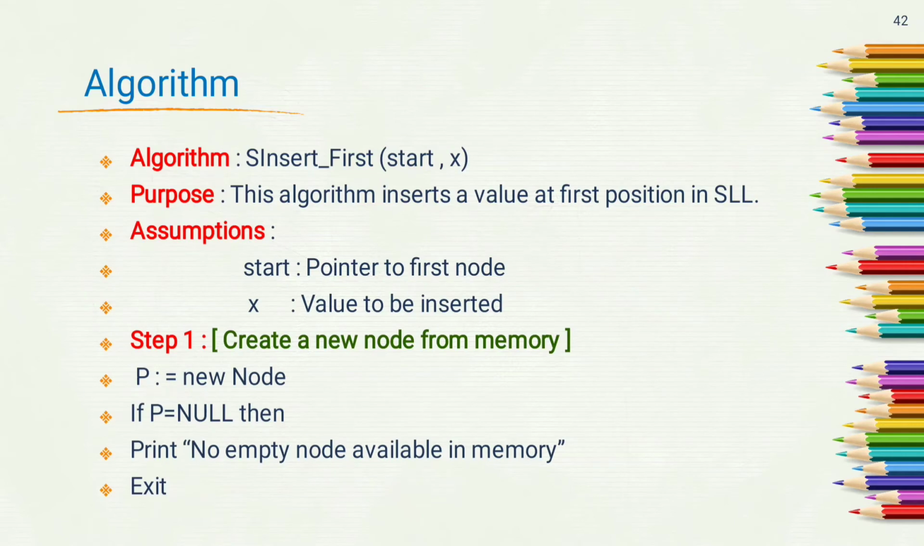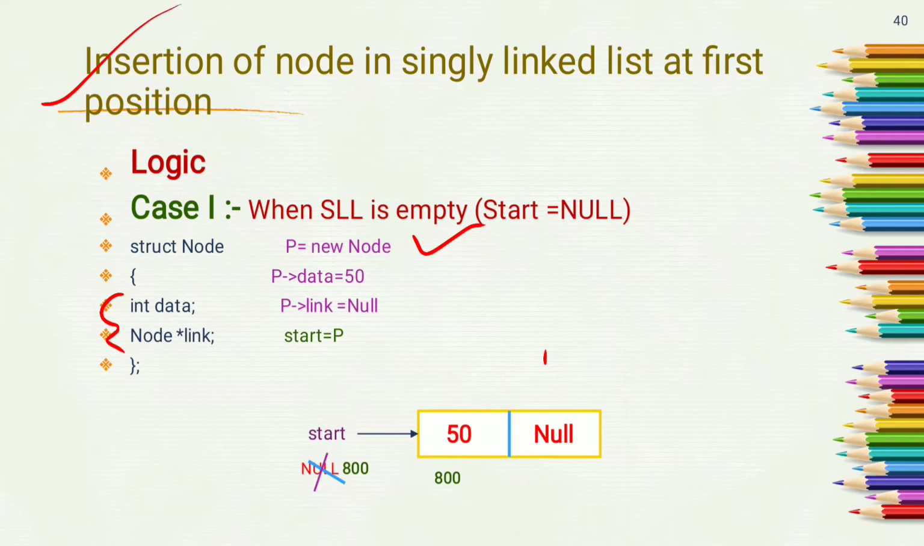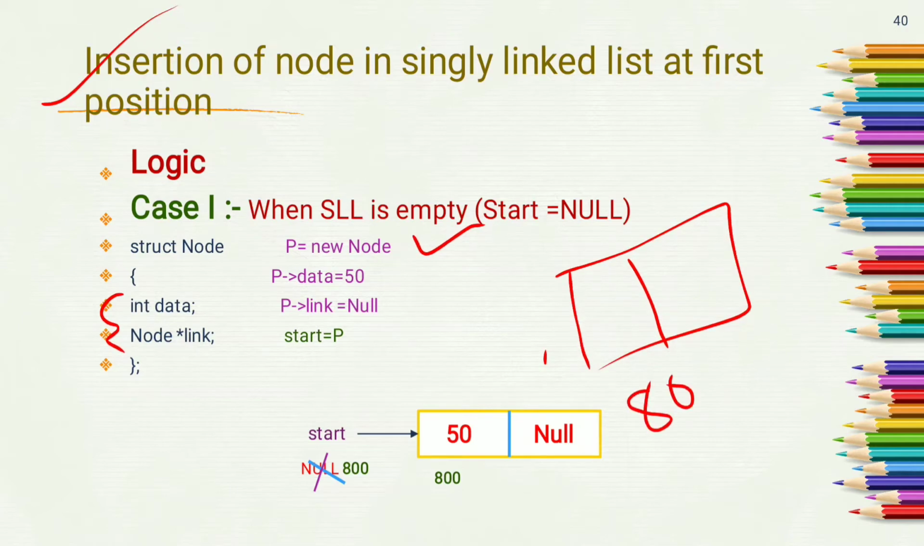So if after creating the node p contains null, then it means there is no empty node available in memory. As you see in the algorithm, I had written p equals new node. If p equals null, then print no empty node available in memory and exit. As no empty node is available in memory, we cannot insert a node in singly linked list. But if there is an empty node available in memory, and the address of this node is 800, then this address will be stored in p.